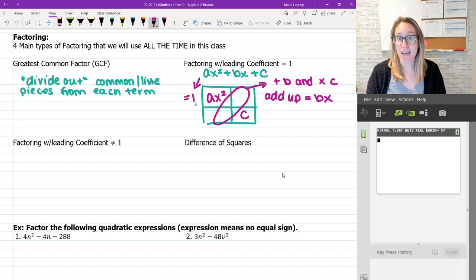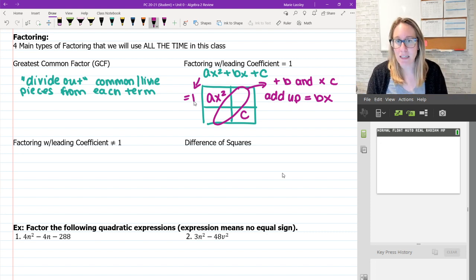If this is not your technique, that is fine. As long as you can factor and you get to the same answer, that is our end goal. I definitely am not one of those teachers that says you have to do it my way, or otherwise it's wrong. I am totally fine with it as long as you're doing it by yourself and you're not cheating and looking at a neighbor or calling a friend, and it's the right answer, then you've done it right.